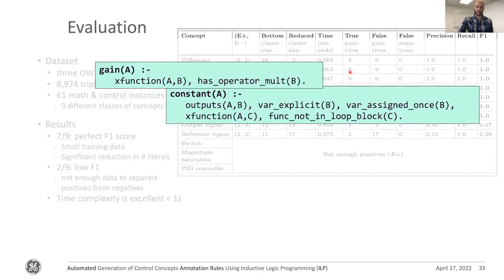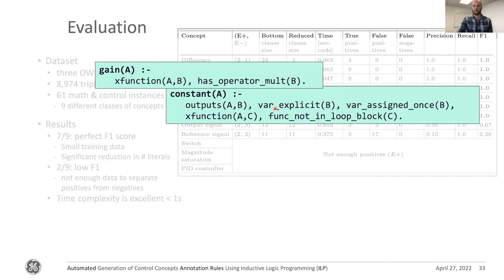So here's one for the gain. For the gain, we see that it includes a function, and that function has an operator of multiplication. So it makes sense, and it actually captured all of the instances in our code accurately. And then we have constant. This is the same one I've shown you before, and we were kind of happy with it.